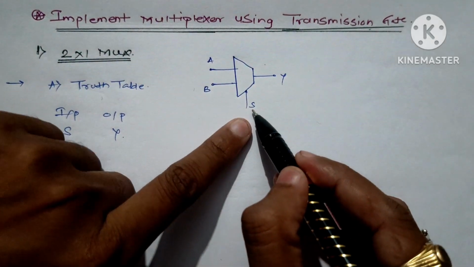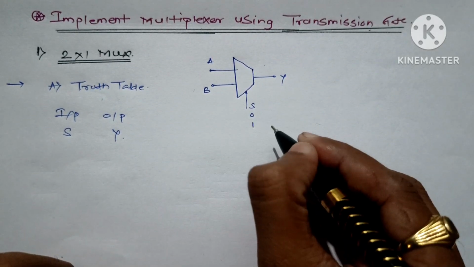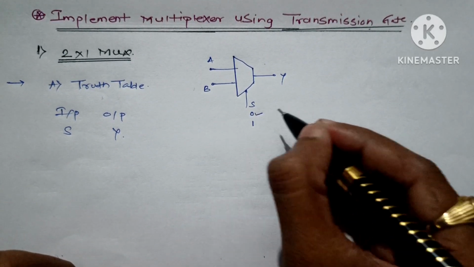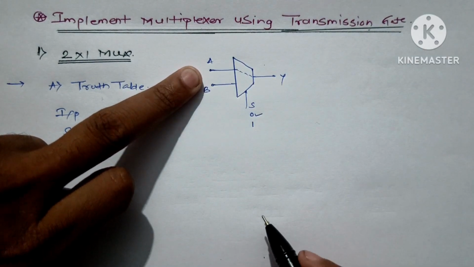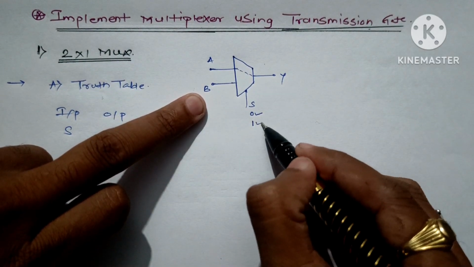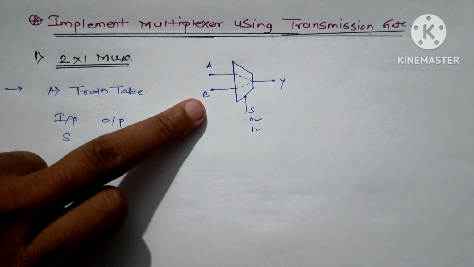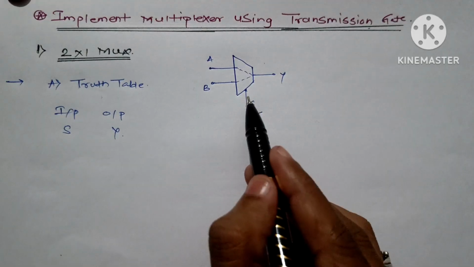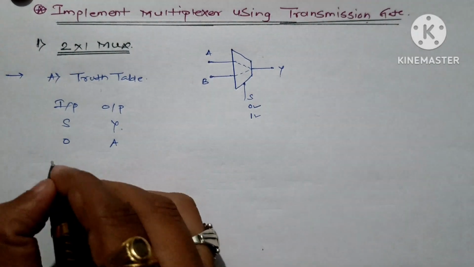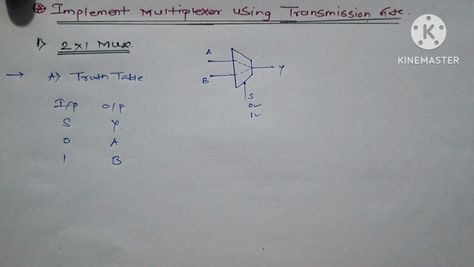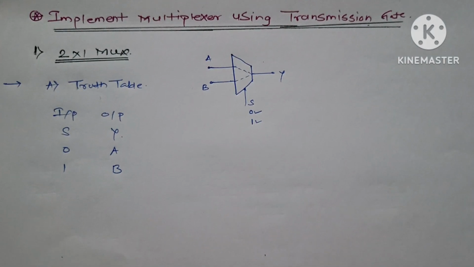Now if we have a single select line, it could have two combinations, either 0 or 1. So whenever the select line is 0, A, that is the first line, will be connected as output Y, and if S is equal to 1, the second input line B will be connected as output Y. So we can say the decision maker is our select line. When S is 0, output is connected with A, and when it is 1, output is connected with B. By this logic, now we'll implement this using the transmission gate.